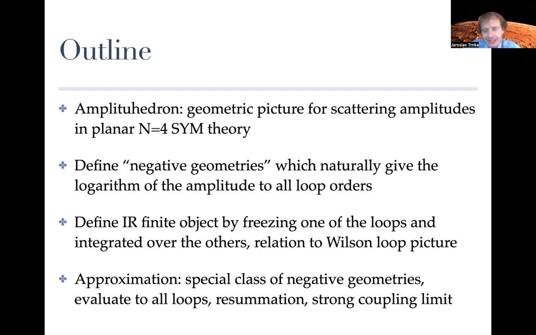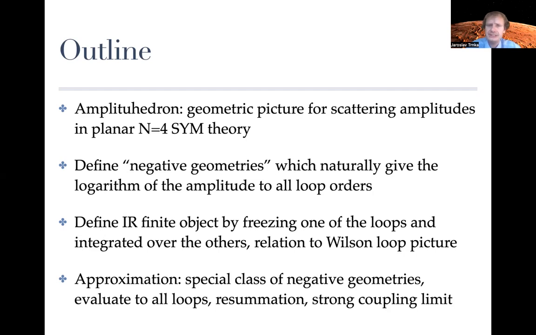And in the Amplituhedron definition, we'll have something called positive geometry. There will be some positive conditions, some positive inequalities. And I will define kind of an opposite of it, turning positive into negative. And I will show that it naturally defines a very related object to the scattering amplitudes, or to the loop integrand of the scattering amplitude. And that will be a logarithm of the amplitude to all loop orders.